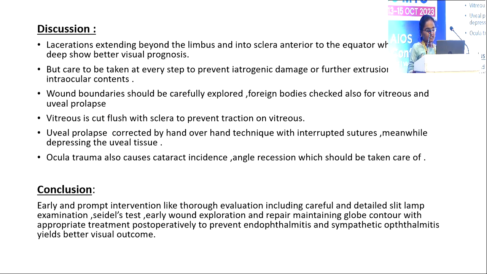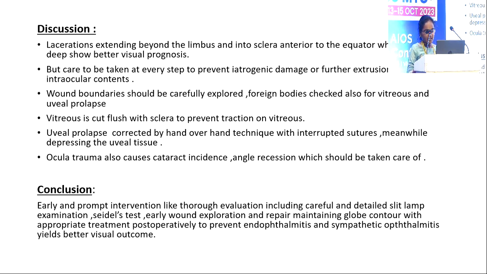Discussion: lacerations extending beyond the limbus and into the sclera anterior to the equator, which are less deep, show better visual prognosis, but care must be taken at every step to prevent iatrogenic damage or further extrusion of intraocular contents. Wound boundaries should be carefully explored, and foreign bodies checked for, as well as vitreous and uveal prolapse. Vitreous is cut flush with the sclera to prevent traction on the vitreous, and uveal prolapse is corrected by the hand-over-hand technique with interrupted sutures, meanwhile depressing the uveal tissue.